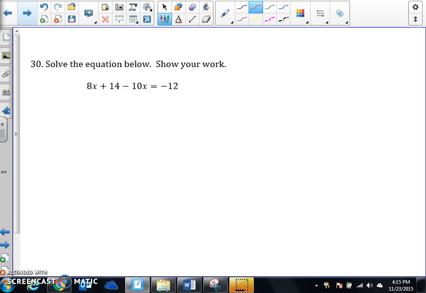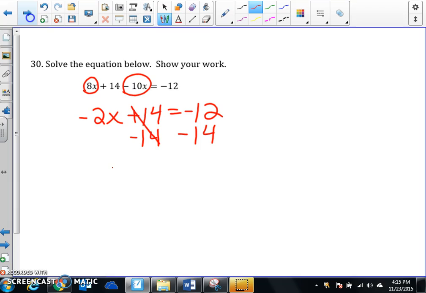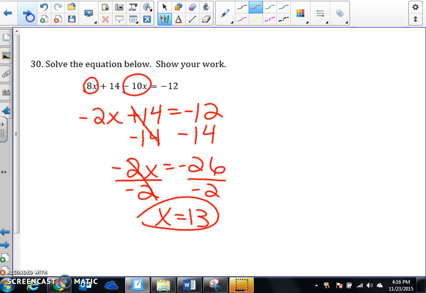All right, I need to combine like terms. 8x minus 10x is a negative 2x. Drop down your plus 14, drop down your negative 12. Now I subtract 14, and I divide by negative 2. So x gives me a positive 13.